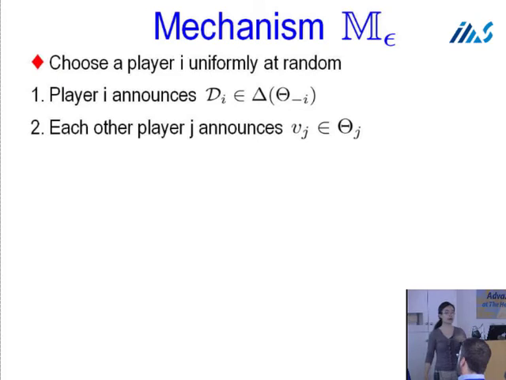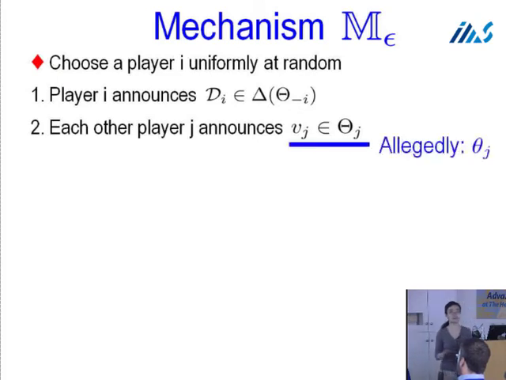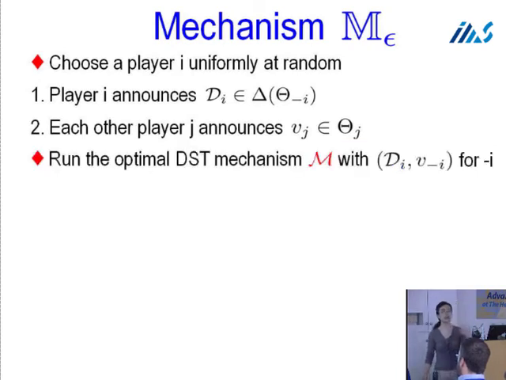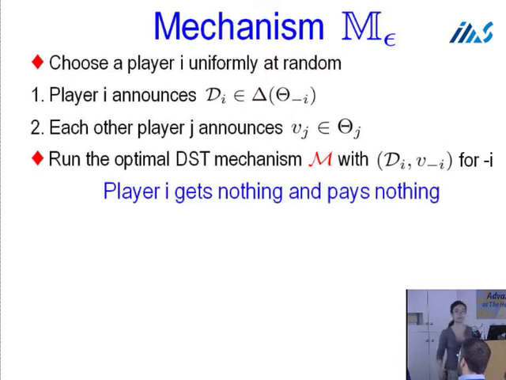Now, the other players are all asked to announce their own valuation. And allegedly, this should be the truth. Then what do we do? We run the optimum classical DST mechanism as a black box. This mechanism takes a distribution as input, and now we exactly have the distribution. So we give it the distribution and we give it the valuation profiles for these n-1 players, except player I. And we get an outcome from this mechanism. Notice that here player I is guaranteed to get nothing and will pay nothing.